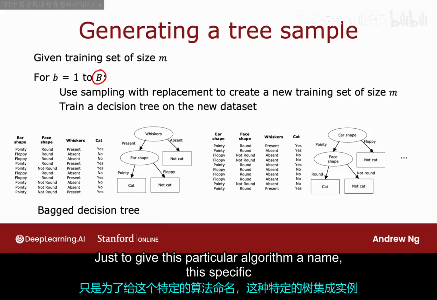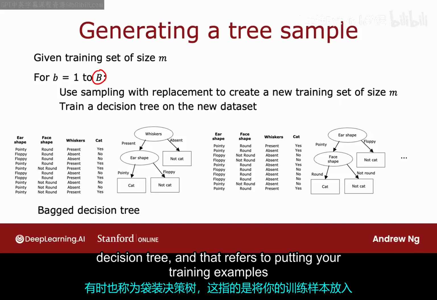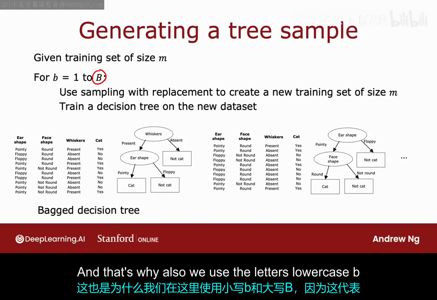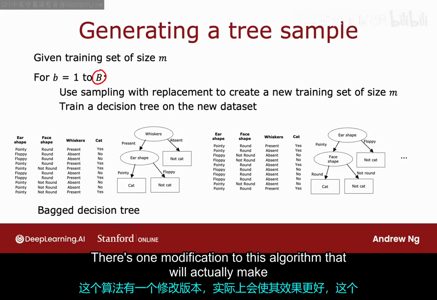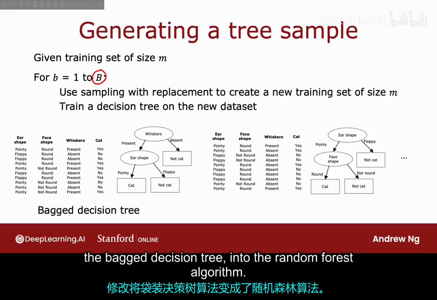Just to give this particular algorithm a name, this specific instantiation of a tree ensemble is sometimes also called a bagged decision tree. And that refers to putting your training examples in that virtual bag. And that's why also we use the letters lowercase b and uppercase B here, because that stands for bag. There's one modification to this algorithm that will actually make it work even much better, and that changes this algorithm, the bagged decision tree, into the random forest algorithm.